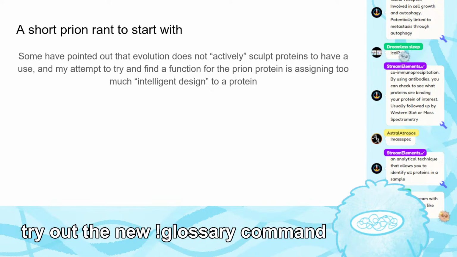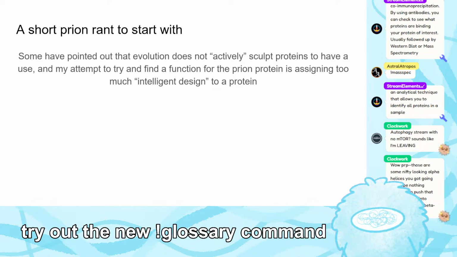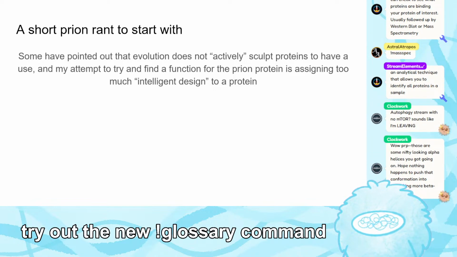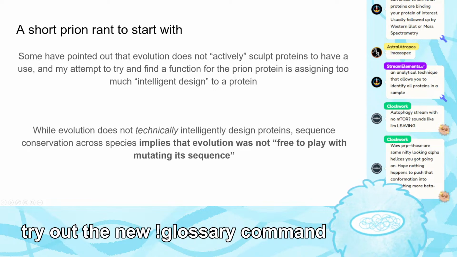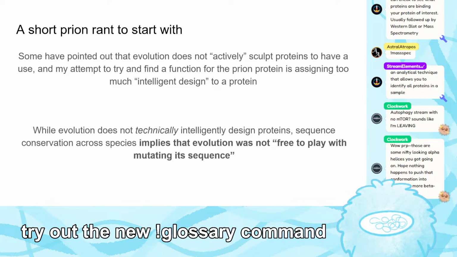There's no grand intelligence that we can prove, at least. And my framing of the prion video was that it was surprising, because we have evolved the prion protein and kept the prion protein across a variety of different species. And so because evolution doesn't actively make things useful, people found that this was maybe assigning too much agency to the idea of evolution. I just wanted to address those comments. While evolution does not technically intelligently design species, sequence conservation across species implies that evolution was not free to play with mutating its sequence, right?